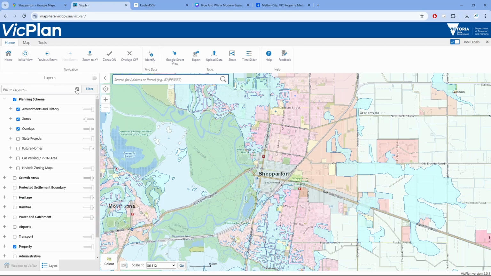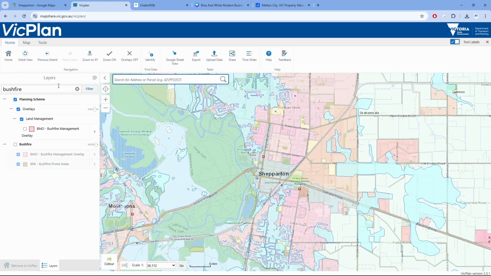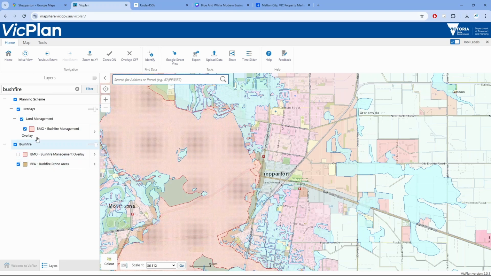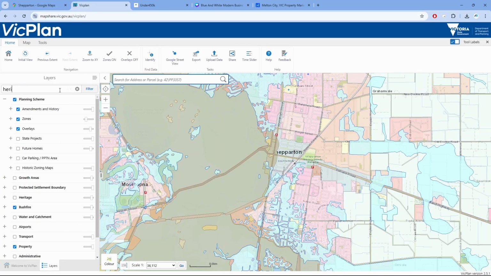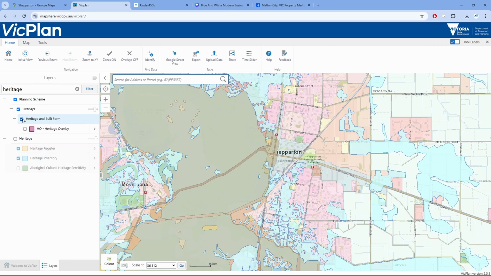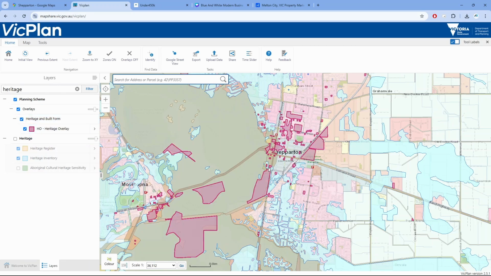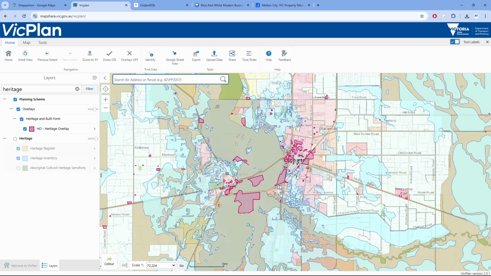You can also look at bushfire zones. If I just type in bushfire here, we can look at bushfire management as well as bushfire zones. The management overlay is not as important, but we need to look at the bushfire prone areas, which once again takes out more areas for us. And then we can also look at heritage zones. Click here, click heritage overlay, and we can see heritage zones here. So we should be avoiding these specific areas when investing into these locations.